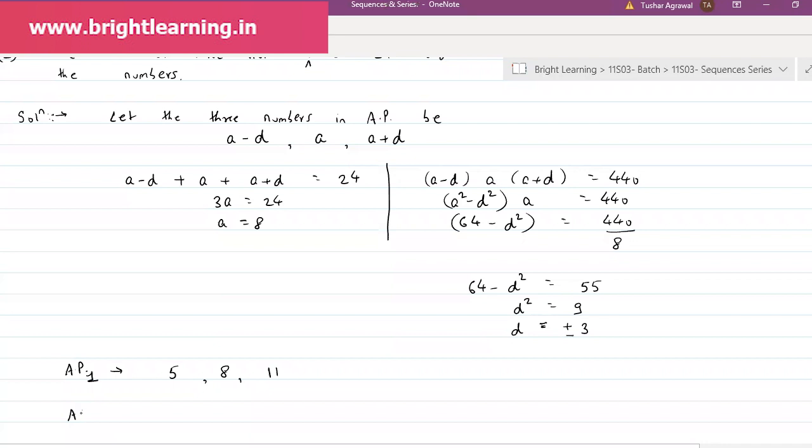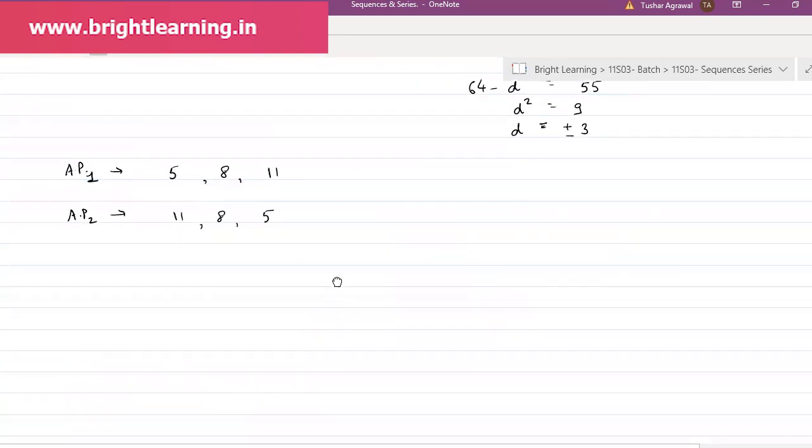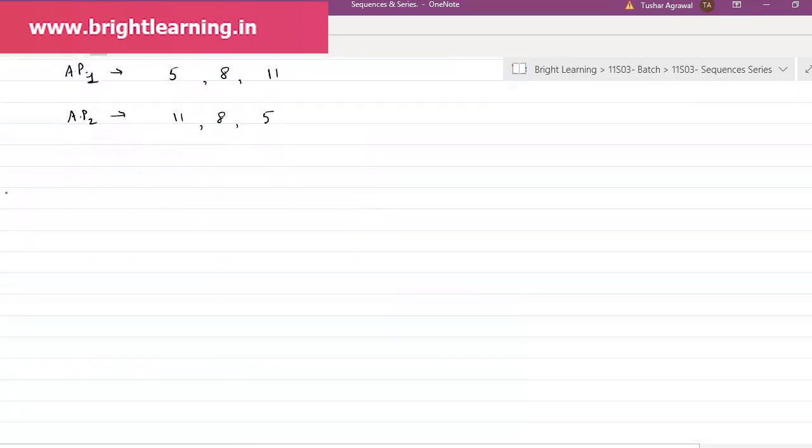So AP2. What is AP2? Middle term will be 8, if I consider the common difference to be negative 3. So 8 plus negative 3 will be 5, and the previous term, subtracting negative 3, will be 11. So ultimately they are the same result. They are the same 5, 8, 11 or 11, 8, 5. So the three numbers will be 5, 8 and 11. Okay. Next question.